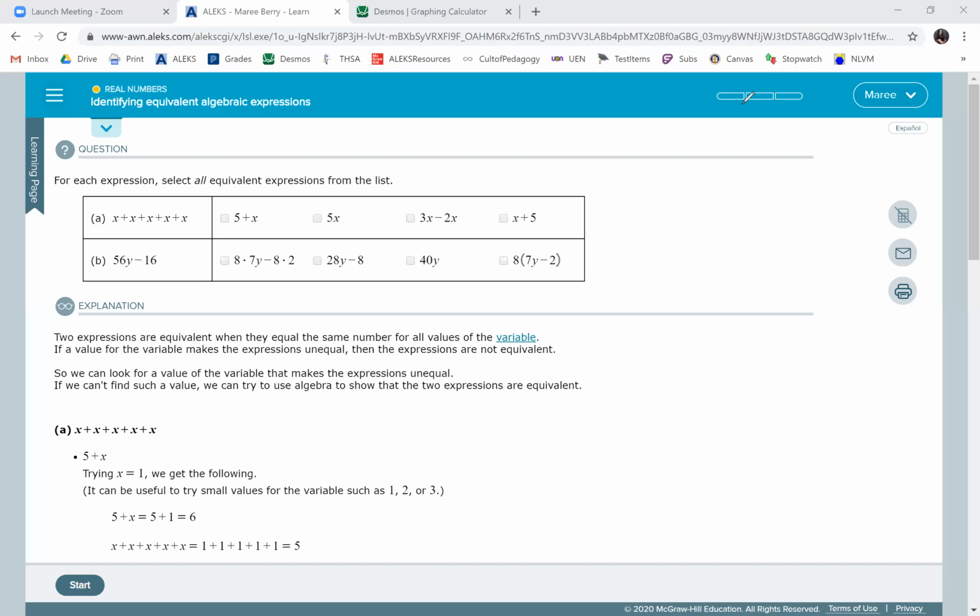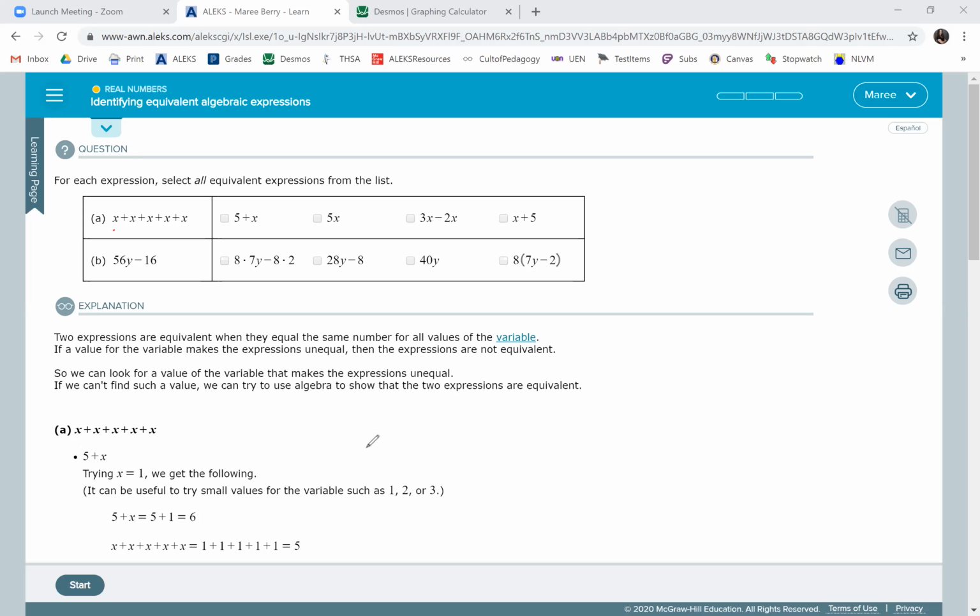Okay, this topic is one that I found lots of kids have questions on. So I kind of wanted to go over it to see if I couldn't help out a little bit. When they give you an expression on the left side, you're supposed to find one on the right that is equal to what is typed over here on the left.